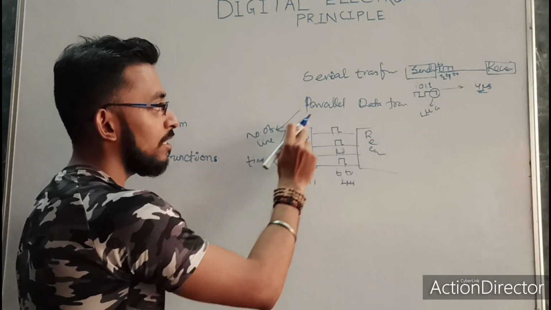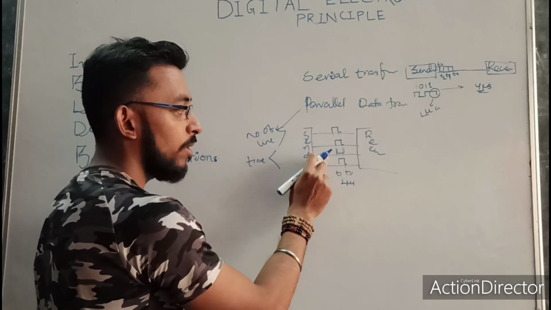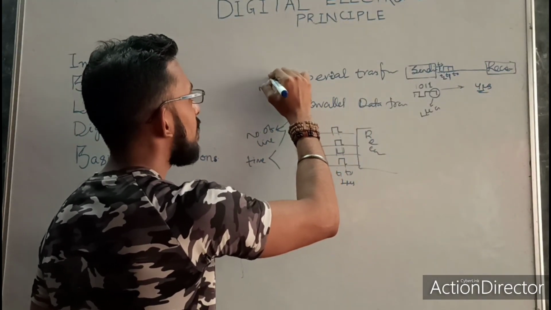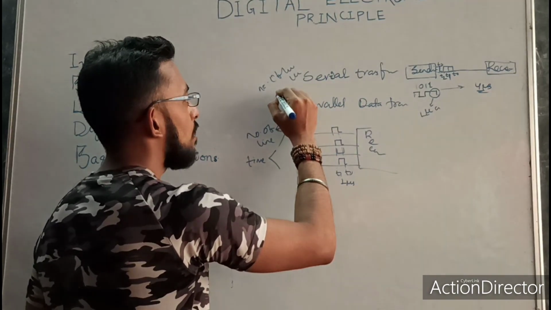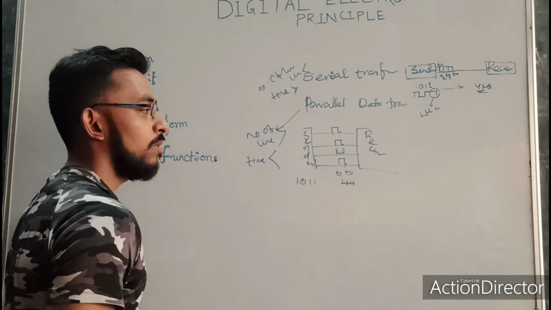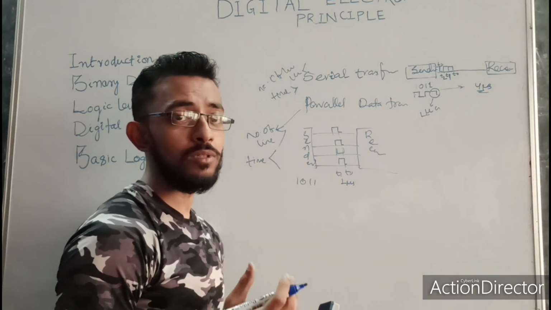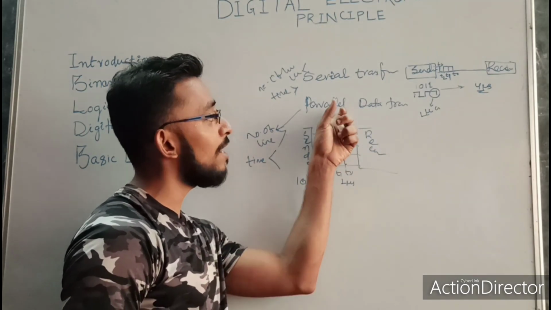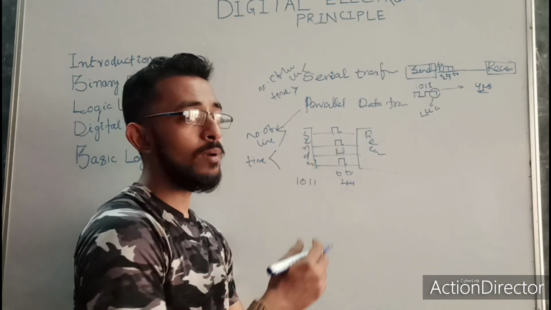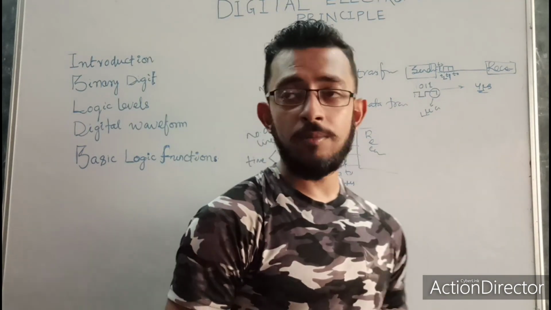So this is one advantage of parallel transfer: the time taken is less. But one disadvantage is that the number of lines is more. In serial data transfer there is one line, which means the number of lines is less. That is one advantage, but the time taken is more, which is a disadvantage. So according to our requirement, if we have many lines and we have to send our data within a very short interval of time, then we use parallel data transfer, so that we can transfer our data in very little time. But when we have very few lines and enough time, then we can go for serial data transfer. Okay, this is all for today's topic.